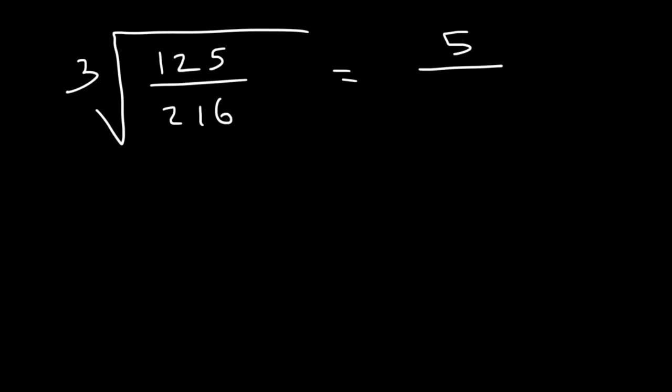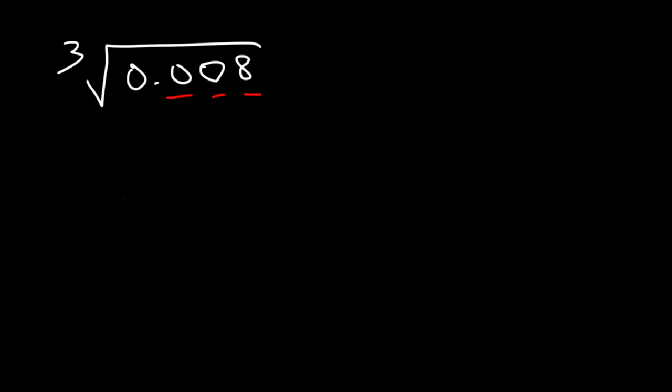Now what is the cube root of 125 over 216? The cube root of 125 is 5 because 5 to the third is 125. And the cube root of 216 is 6 because if you multiply 6 3 times, you're going to get 216.